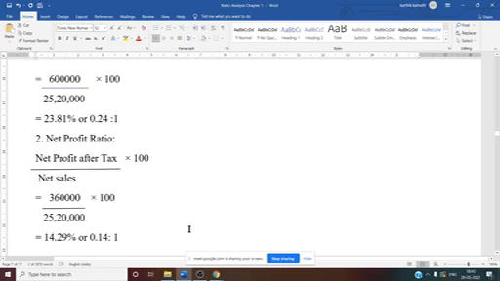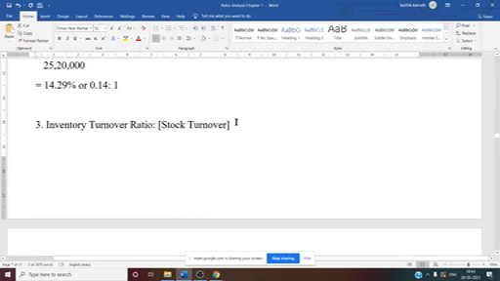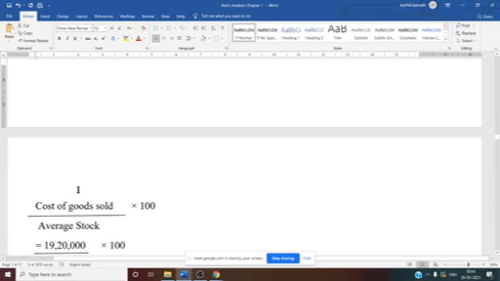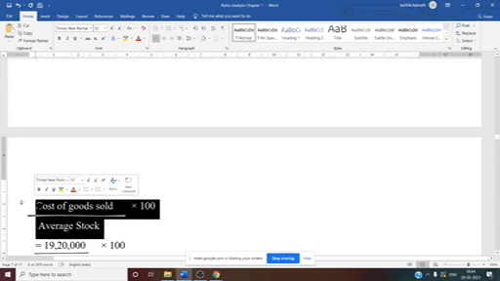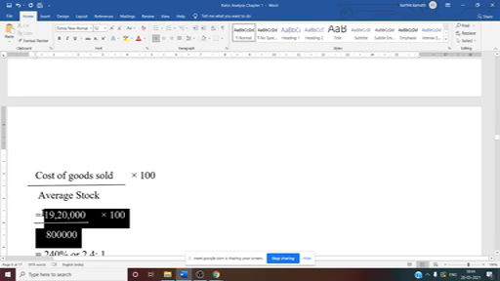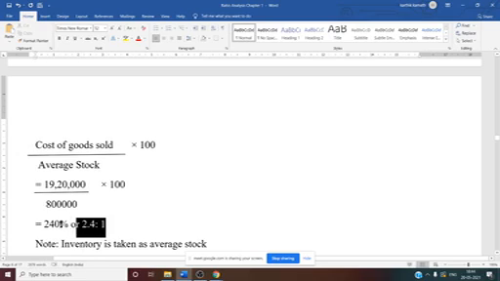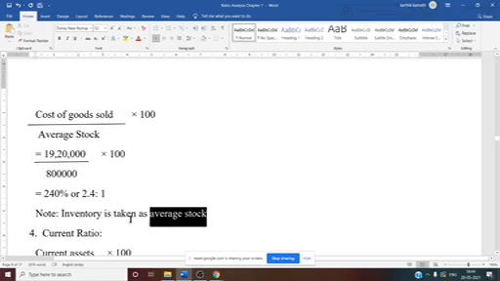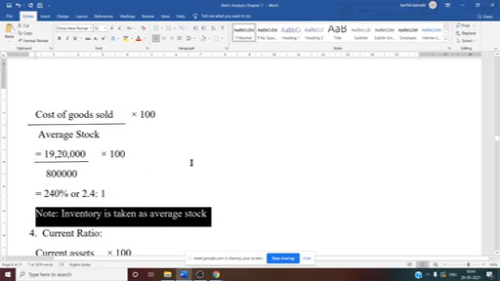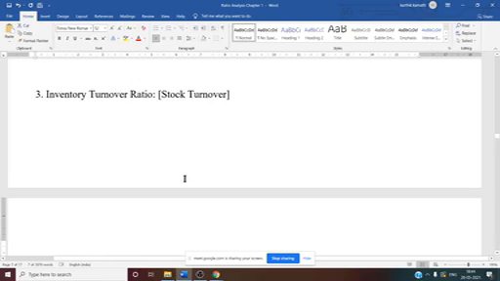So what we are going to do here is inventory turnover ratio, or stock turnover ratio. If you see the formula here, cost of goods sold divided by average stock into 100. So that is nothing but 19,20,000 that we have been given in the question. Cost of sale divided by average stock, that is nothing but inventory, into 100. Answer is 240%. Or else you can write 2.4:1. So here note, average inventory is taken as average stock. So that is regarding inventory turnover ratio or stock turnover ratio.